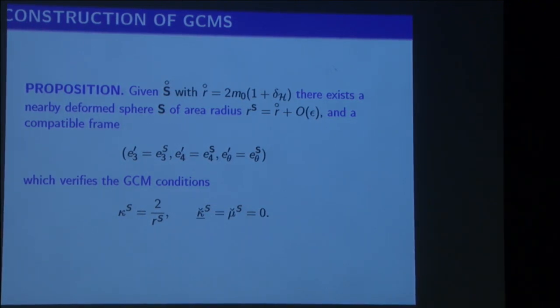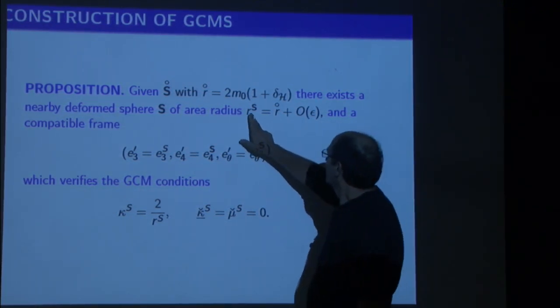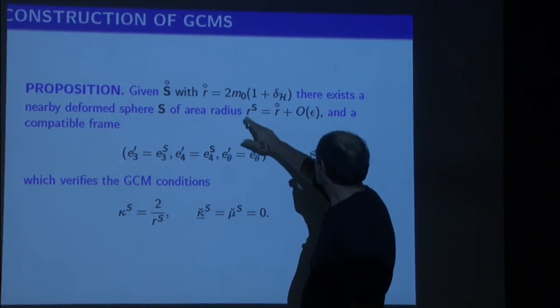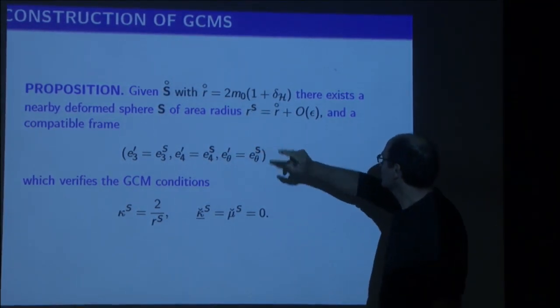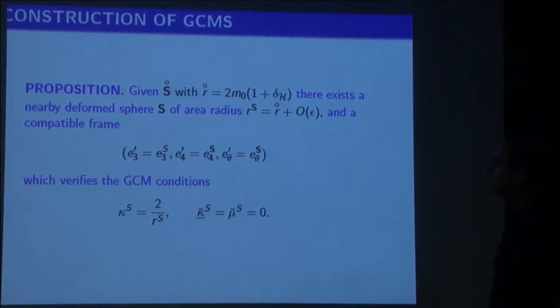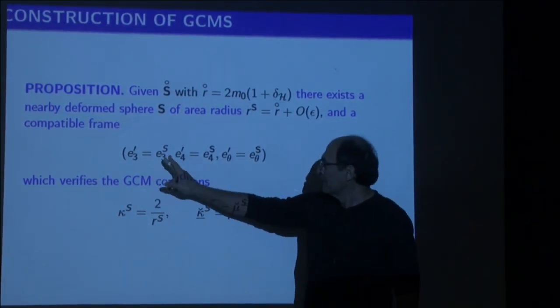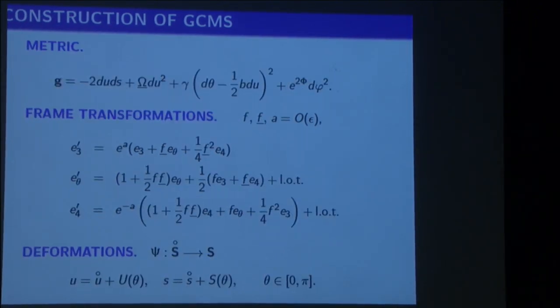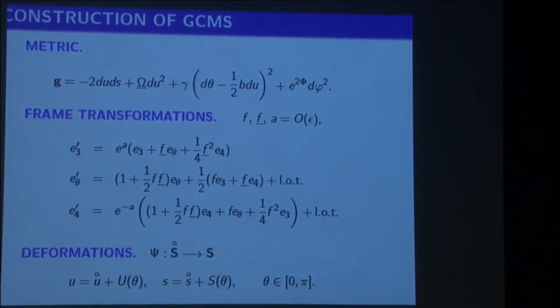Because you want to use a redshift, you want to use the fact that you have something of a good sign, which is near the horizon, and you want to construct a new surface, with a new radius RS, which is R0 plus epsilon, and a compatible frame, right? So I want a frame transformation which is compatible with these two surfaces here, right?